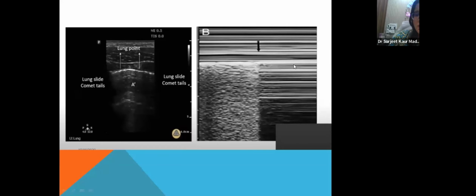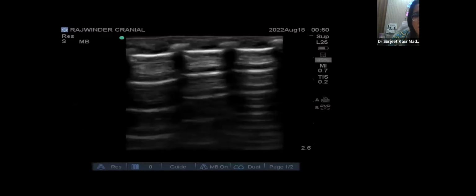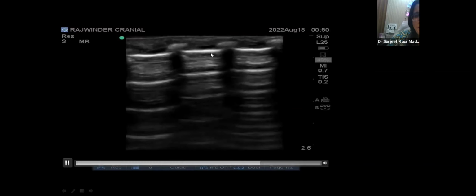This is called a stratosphere sign, or a barcode sign. This is a normal lung where you have a sandy beach appearance. This is a pneumothorax lung where there is a barcode sign. So this helps us to differentiate. If you are suspecting a pneumothorax, you put an M mode and you get a sandy beach appearance, then it means there is no pneumothorax in that area. This is a video showing absent lung sliding.